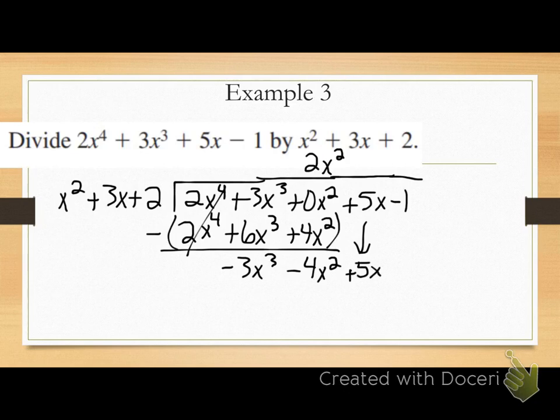Now, once again, we're looking at the first term of each polynomial. So I'm looking at x squared and negative 3x to the 3rd. So x squared times what would give me negative 3x to the 3rd? Negative 3x. Everyone okay with that? If I multiply x squared times negative 3x, I get negative 3x to the 3rd. So, I'm going to multiply that through.